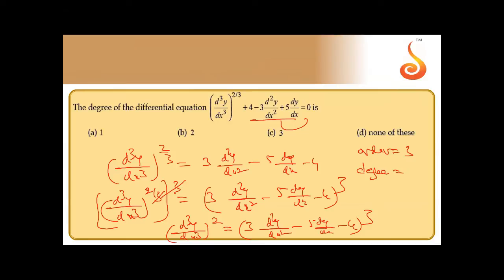Degree will be 2. You should not consider the other terms. You don't want these terms, only you can consider this one. The highest power of the highest order derivative is called the degree of the differential equation. So order is 3, degree is 2. Option B is the right answer.